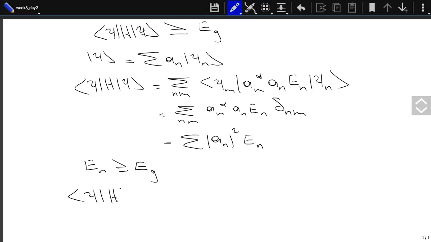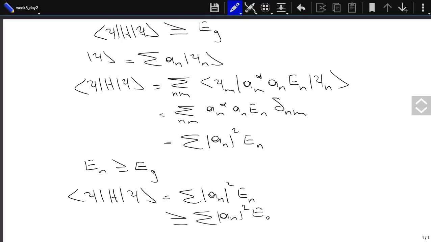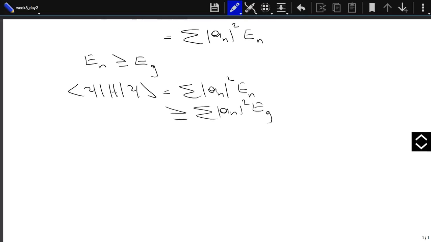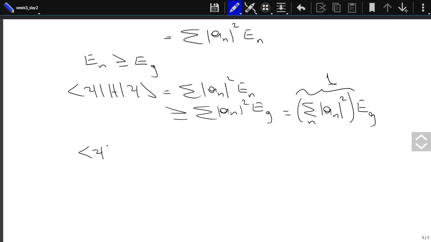So this matrix element, which is equal to the sum of an squared En: an squared are always positive numbers, so this is always larger than or equal to the sum of an squared times the energy of the ground state. The energy of the ground state is just a constant, and the sum of an squared is 1. So this matrix element, whatever psi is, is always larger than or equal to the energy of the ground state.